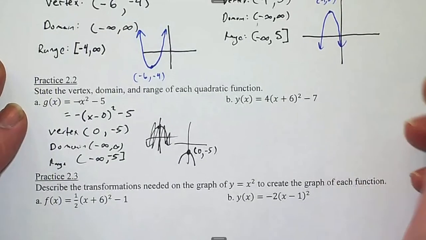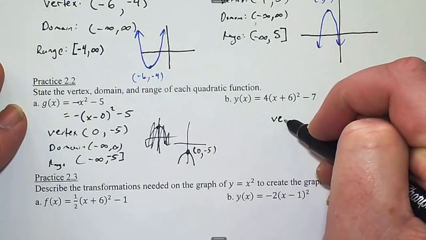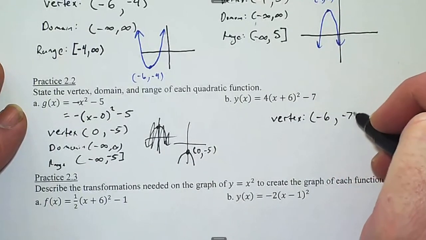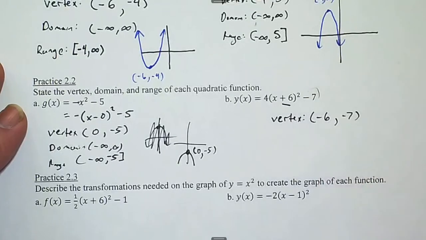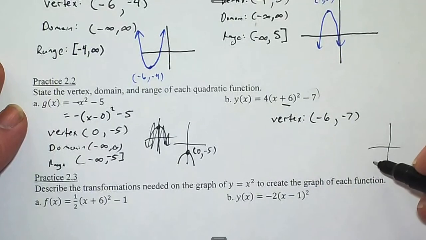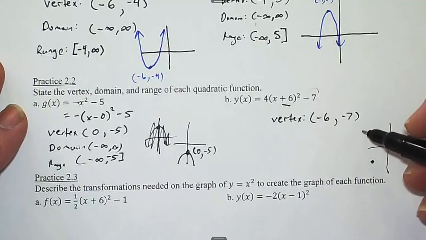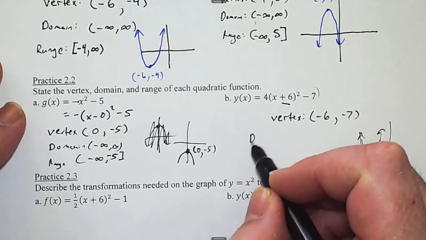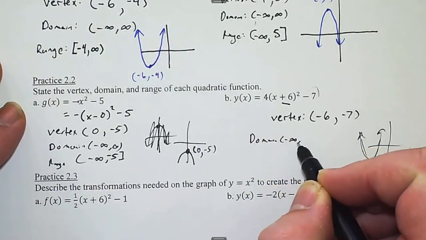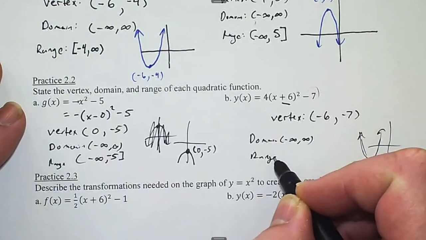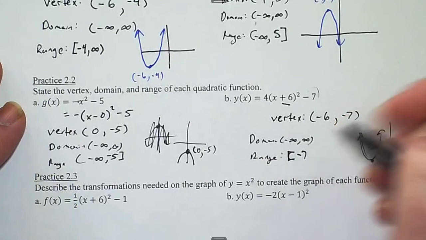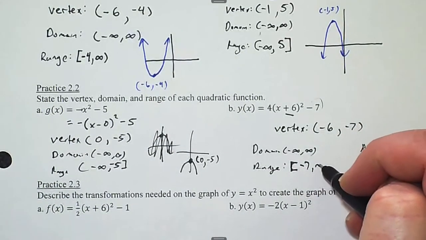Okay, let's take a look at the next one. The vertex is negative 6, negative 7. Remember the opposite of that number, and then that number stays the same. So it'll be somewhere over here. And it's opening upwards. Very, very narrow, very steep, opening upwards. So it'll be a domain, of course, of negative infinity to infinity. But the range, we got a smallest value. So we're actually going to start with a bracket this time of negative 7. Notice they're always y coordinates up to infinity.